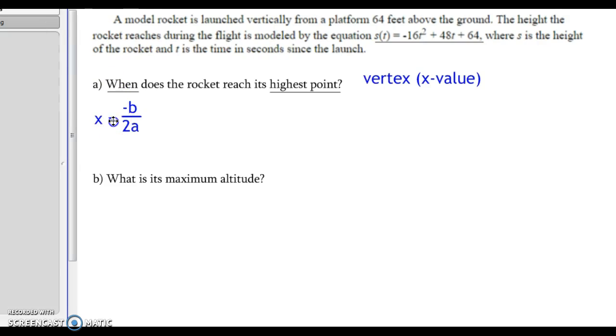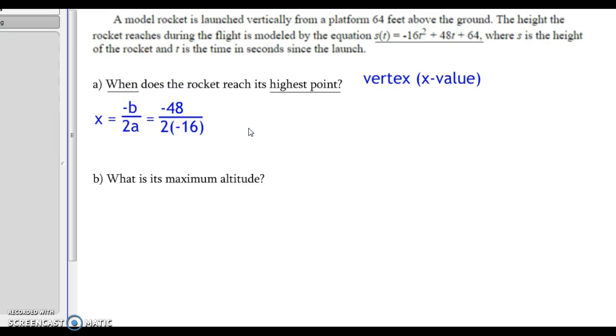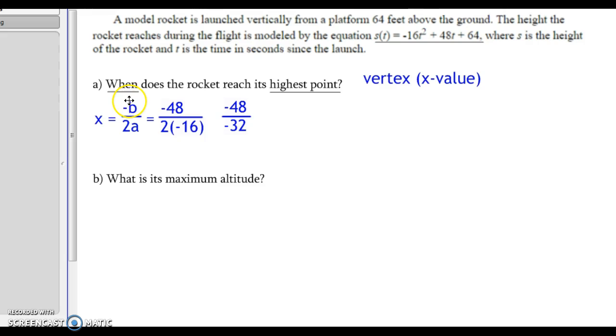So here's that equation. And when we substitute in our b and a values, we get this. It should be x equals negative 48 over 2 times negative 16. We can simplify that to negative 48 divided by negative 32, and we can further simplify that to simply say x is equal to 1.5. So that's the answer to this question.